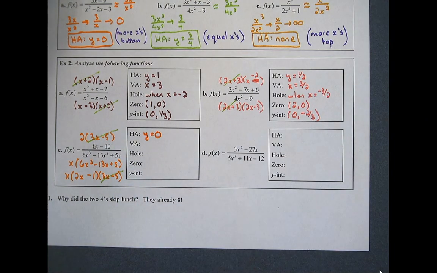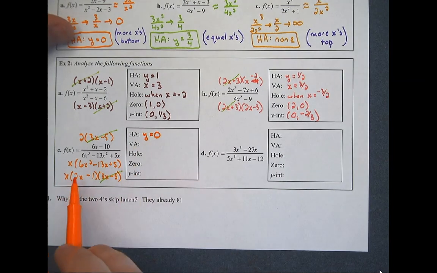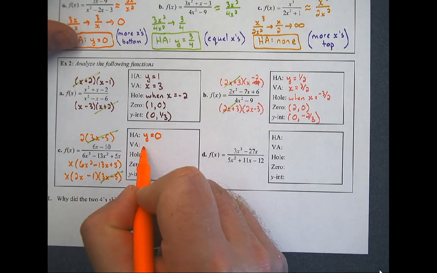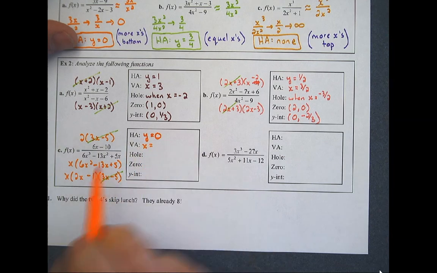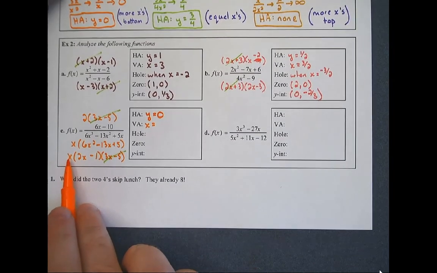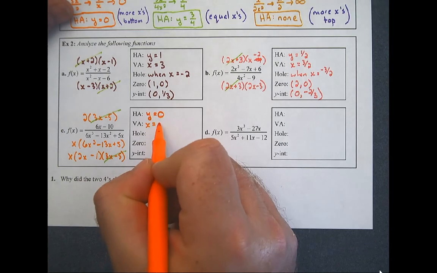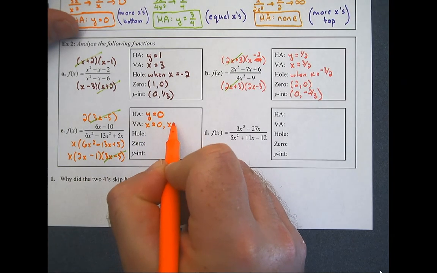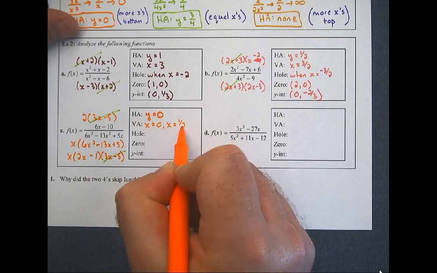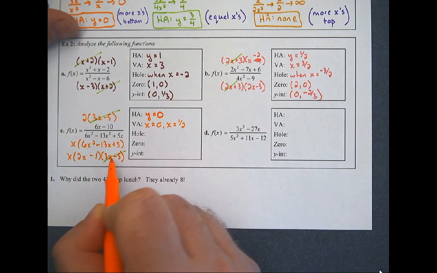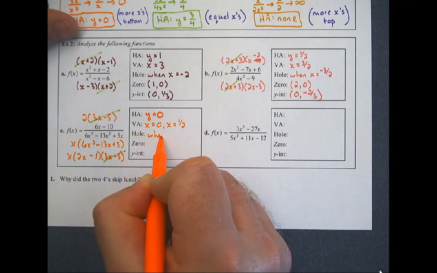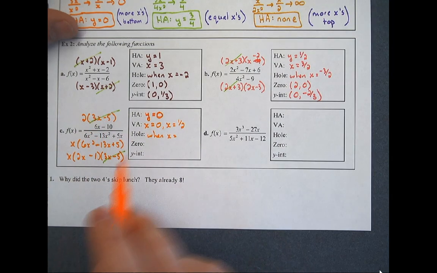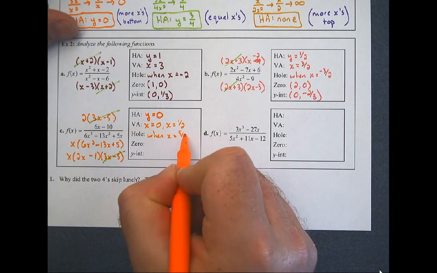All right, now, VAs. Things in the denominator that don't cancel. There are 2 things in the denominator that don't cancel. That means I have 2 VAs. If I ZPP x, it would just be x equals 0. If I ZPP 2x minus 1, I would get x equals 1/2. The hole is anything that does cancel, so that's when x equals, and then I would ZPP this, so that would be 5/3.